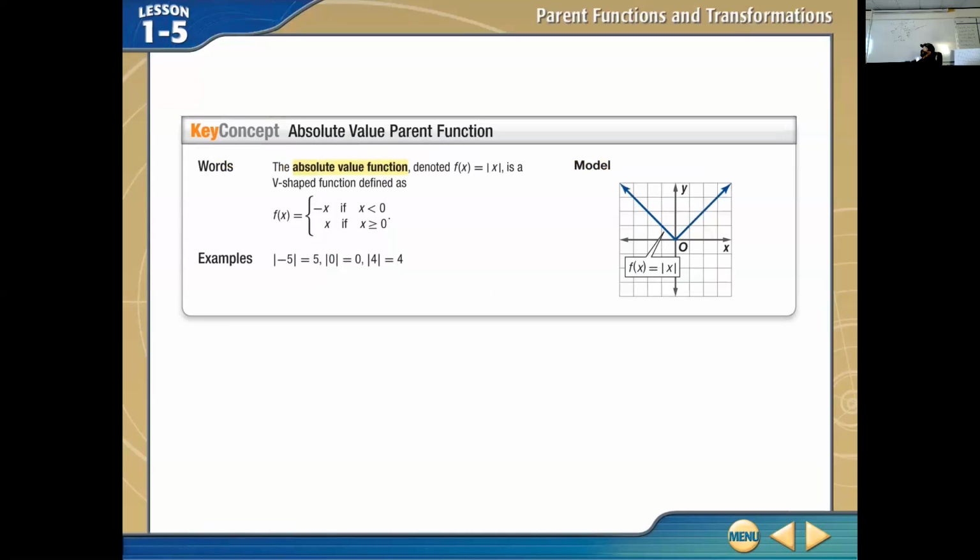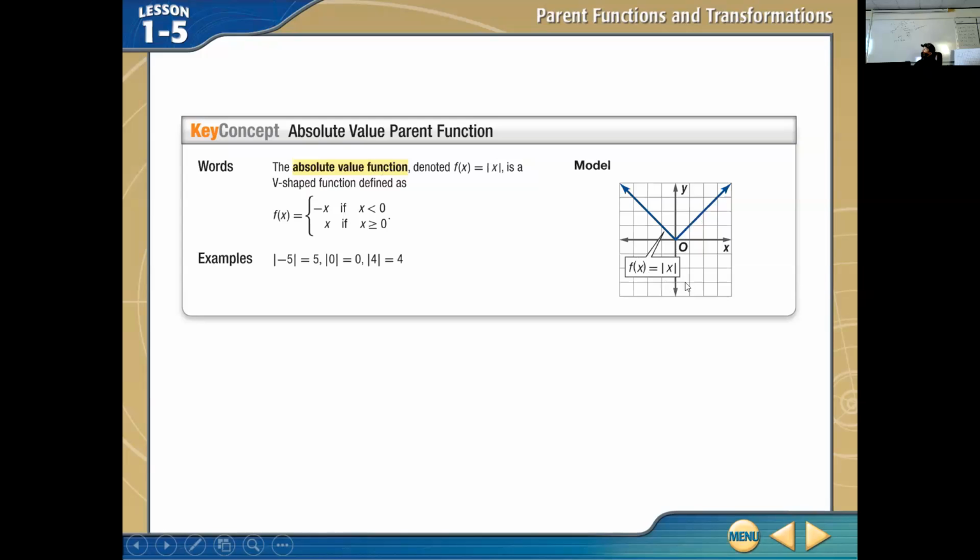The absolute value function, okay, denoted as f of x is equal to the absolute value of x. It's a V shape. Okay, here are some characteristics. Okay, the slope, if x is less than 0, is negative x. Okay, so that's a -1 decreasing slope. And then as soon as we get past the origin, we have a slope of 1. That's what this is saying over here.